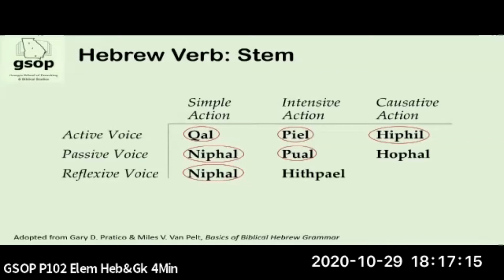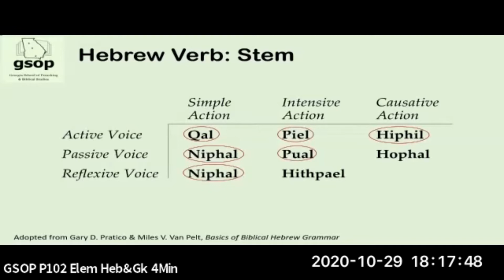Carl? I know we said there were 7 basic stems, but I see 8 up here now. Well, because the nifal can be both in the passive voice under simple action and reflective voice in simple action. So it's a little bit misleading, but it's still the same binyan or stem. So we have a simple action, the nifal, and really we're going to see that's just a modification of the call. But it's going to function in a passive voice.